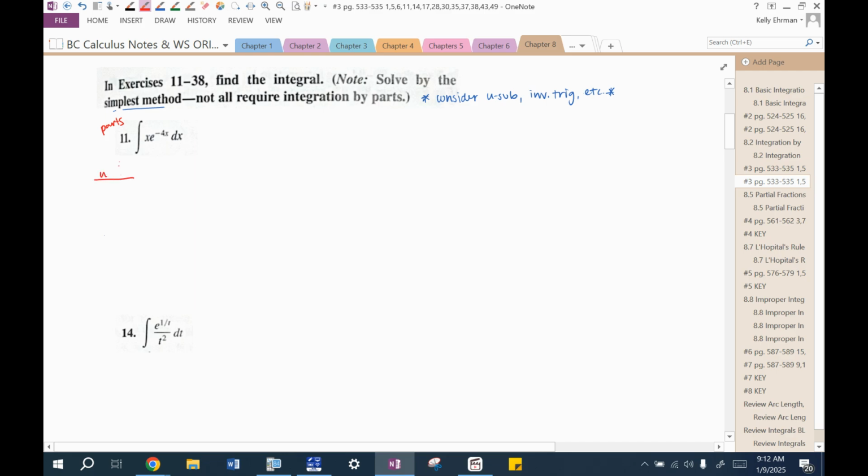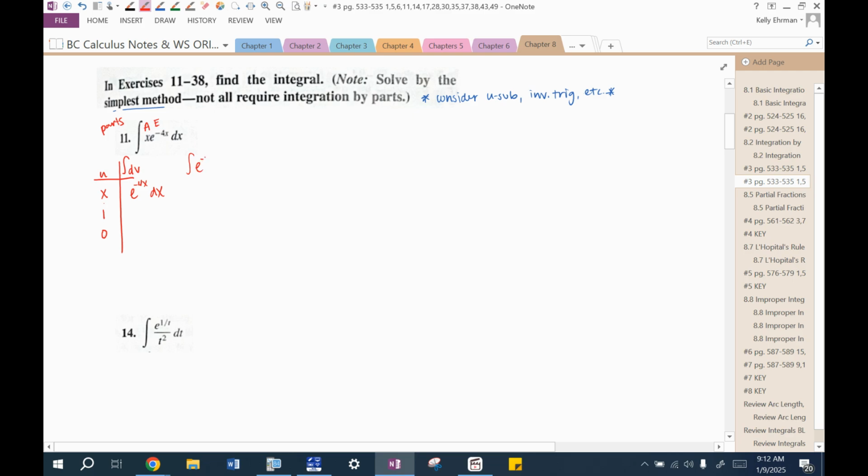So for the tabular method, set up a u and a dv. I have an algebraic and an exponential. So u is going to be the algebraic. dv is going to be the exponential. Remember, you're taking derivatives of u and integrating dv. So when u is algebraic, that makes this really easy. You do as many derivatives as you need until you get 0. So the derivative of x is 1. The derivative of 1 is 0. So I'm done. I need to integrate that many times.